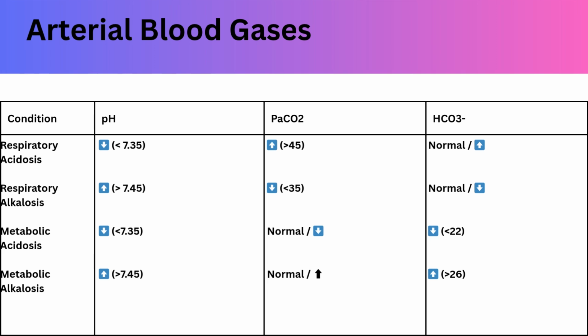If pH decreases and carbon dioxide increases, respiratory acidosis. If pH increases and carbon dioxide decreases, respiratory alkalosis. Metabolic: pH decreases and bicarbonate decreases, metabolic acidosis. If pH increases and bicarbonate increases, metabolic alkalosis.